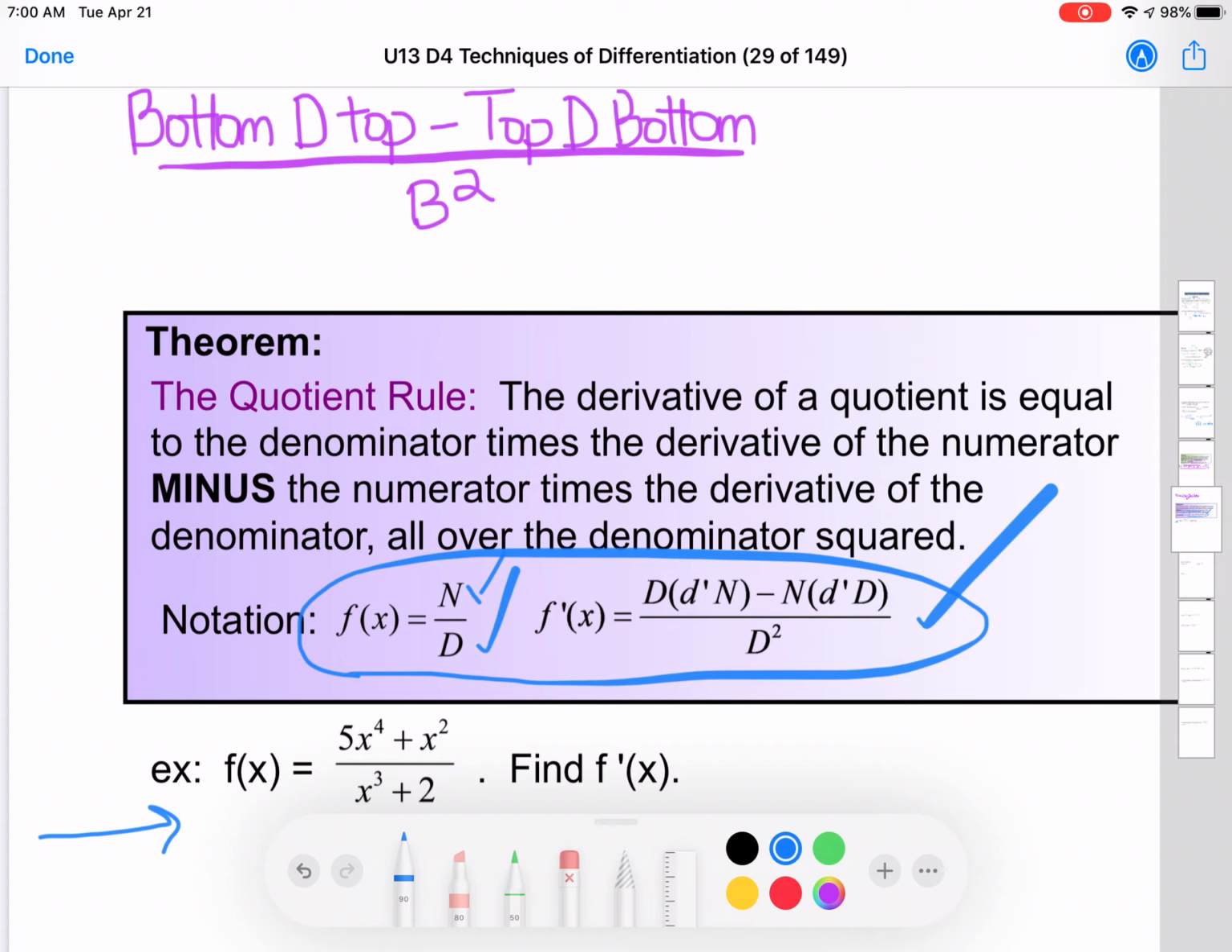It's easy to memorize. Bottom, so up here, I'm going to look at this now. Bottom d top minus top d bottom over bottom squared. That's what I memorized. So bottom d top minus top d bottom over bottom squared. And remember, d stands for derivative. Okay, so let's give this a try.